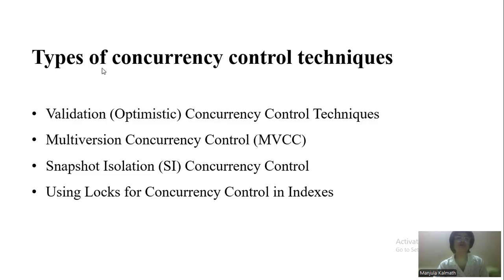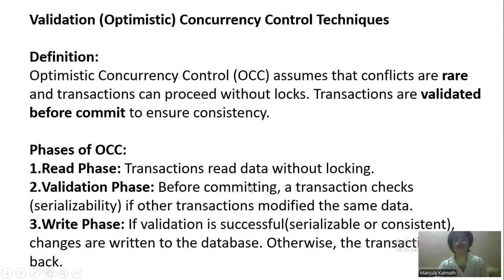Hello everyone. In this video, we are going to discuss some more concurrency control techniques. As we already discussed different types of concurrency control techniques, that is 2PL, timestamp, and multigranularity. Here we are going to discuss validation, multiversion concurrency, snapshot isolation, and using logs for concurrency control in indexes. So the first one is validation concurrency control.